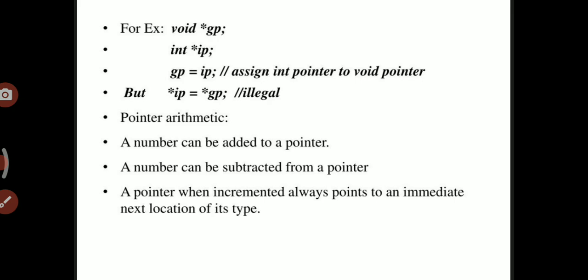Pointer arithmetic. A number can be added to a pointer. A number can be subtracted from a pointer. A pointer when incremented always points to the immediate next location of its type.